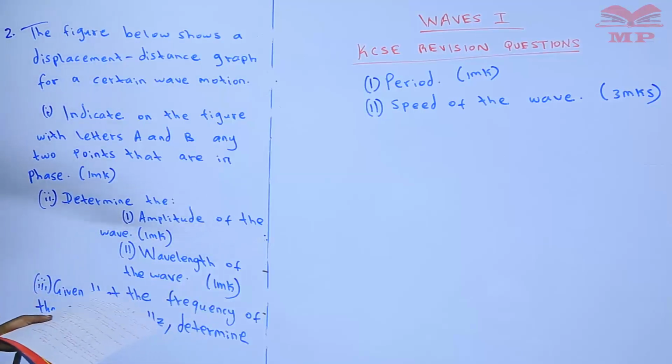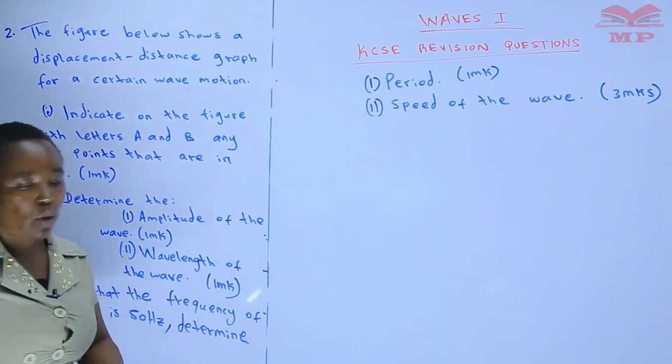We have been told the figure below shows a displacement distance graph for a certain wave motion. So indicate on the figure with letters A and B any 2 points that are in phase. We learned about phase and phase difference. Then Roman 2, determine the amplitude of the wave, wavelength of the wave. And Roman 3, you are given that the frequency of the wave is 50 hertz. Determine the period, and number 2, the speed of the wave.